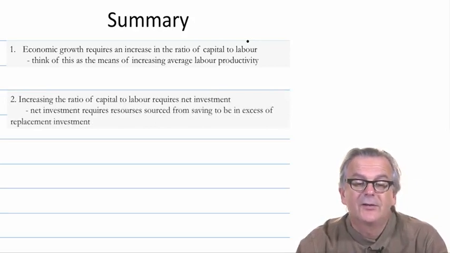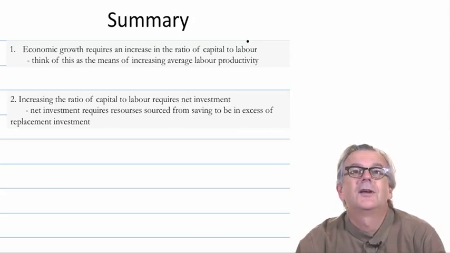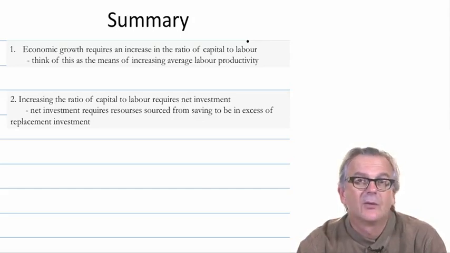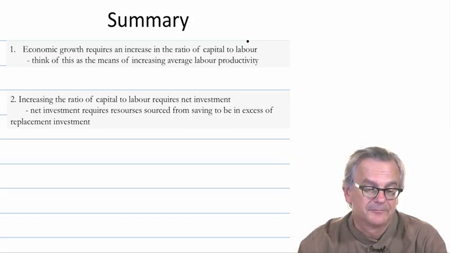Secondly, if we want to increase the ratio of capital to labour, we're going to need net investment. To get net investment, you need to have resources. You need to have resources left over from saving once the economy's replacement investment needs have been met.